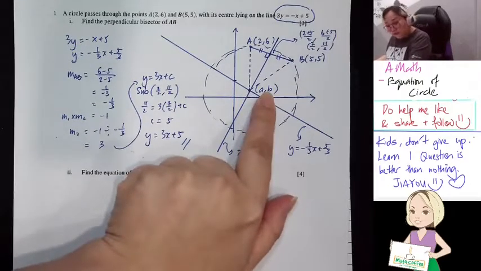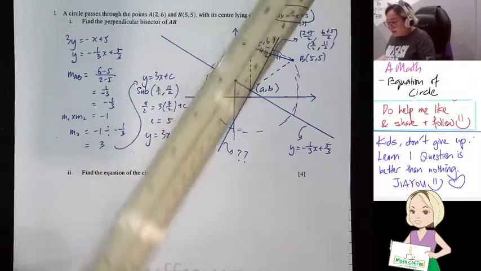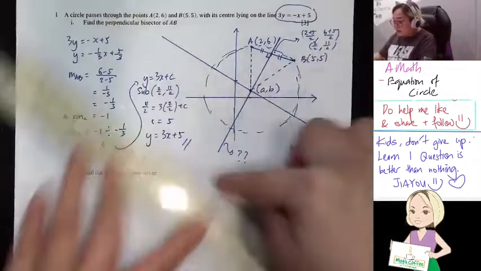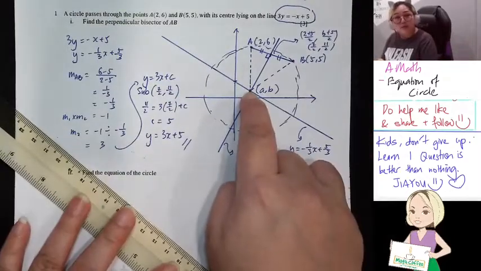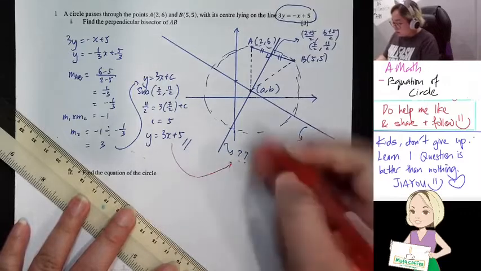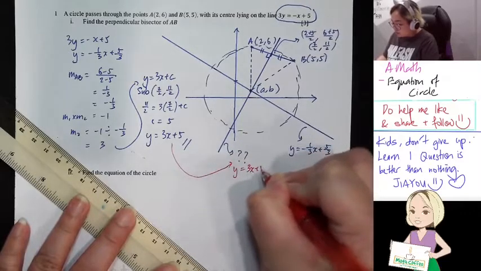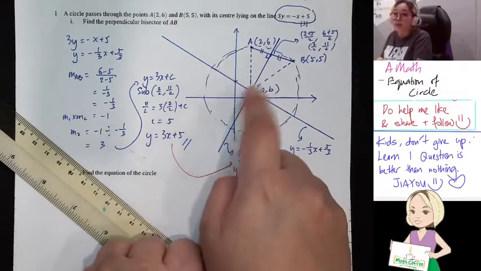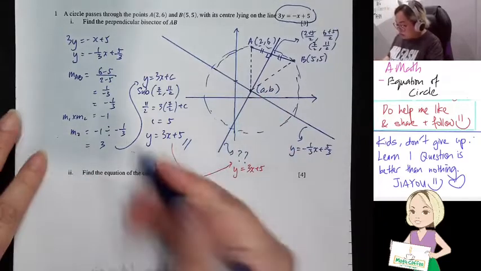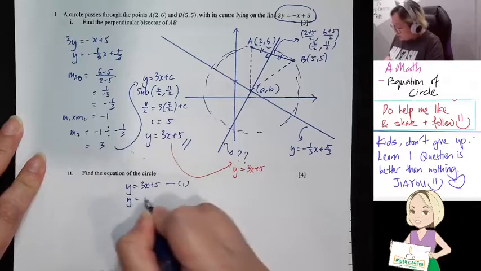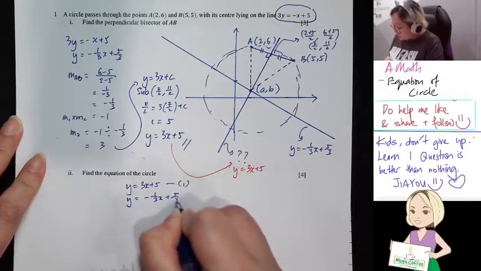So if you notice, my perpendicular bisector, this line, as well as the line that they give us, the intersection point is actually the center. Agree? And we already have these two equations, which this one is this one. So it will be y equals 3x plus 5. So all I need to do is simultaneous equations with these two lines, and I will be able to find the intersection point, which is the center. So I will write y equals 3x plus 5, that's my equation 1. y equals minus 1/3 x plus 5 over 3, that's my equation 2.